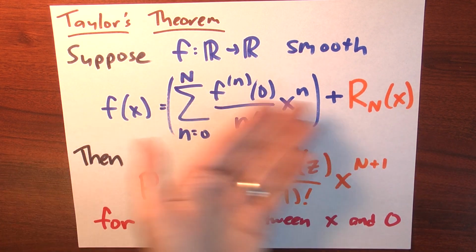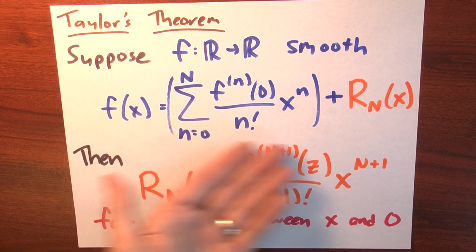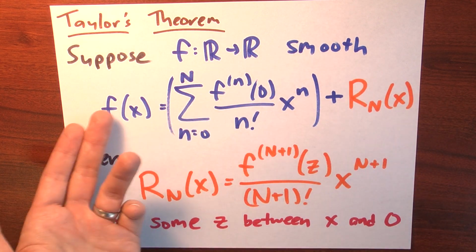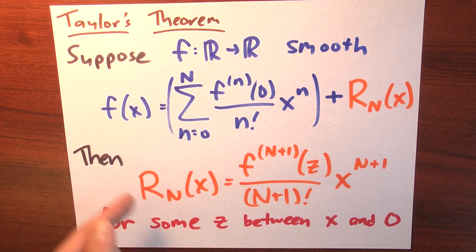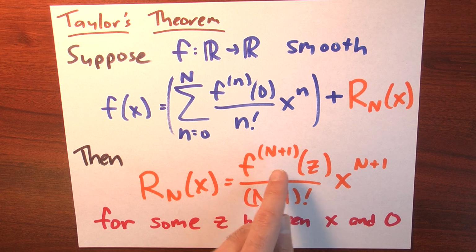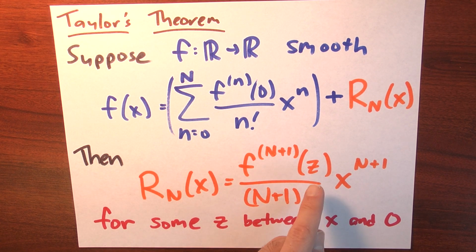And of course, this is necessarily true. I mean, f of x is equal to anything plus some error. So the big deal here isn't that I can write f of x like this. It's that I know something about the error term. Here's the upshot. Then the error term, or the remainder term, is given by this formula: the big N plus 1th derivative of f evaluated at some point z divided by big N plus 1 factorial times x to the big N plus 1, and this point z is just some point between x and 0.